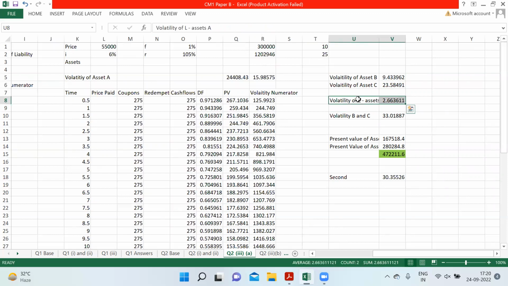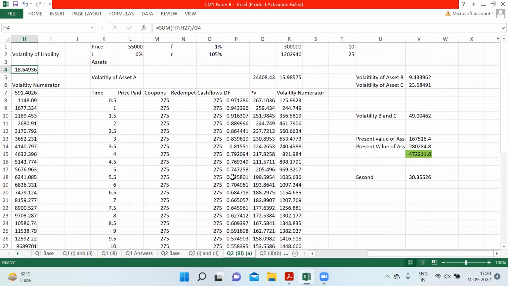And the total volatility of all the assets is this, whereas the volatility of liabilities is 18.46. So there's a difference between the volatilities of the two.